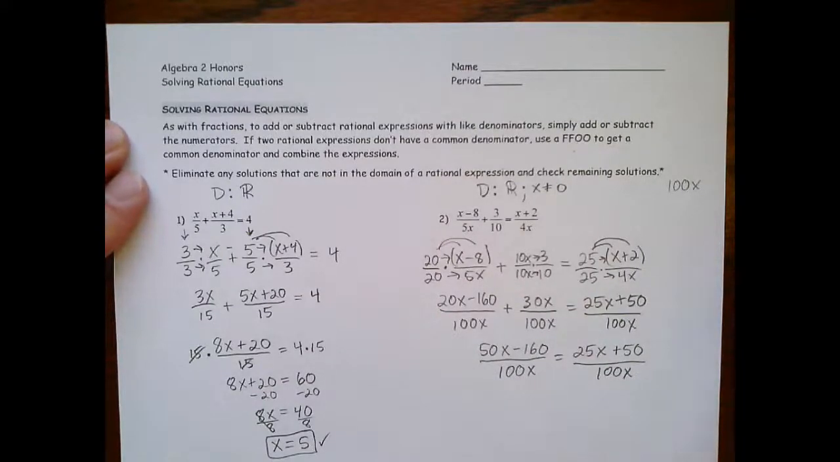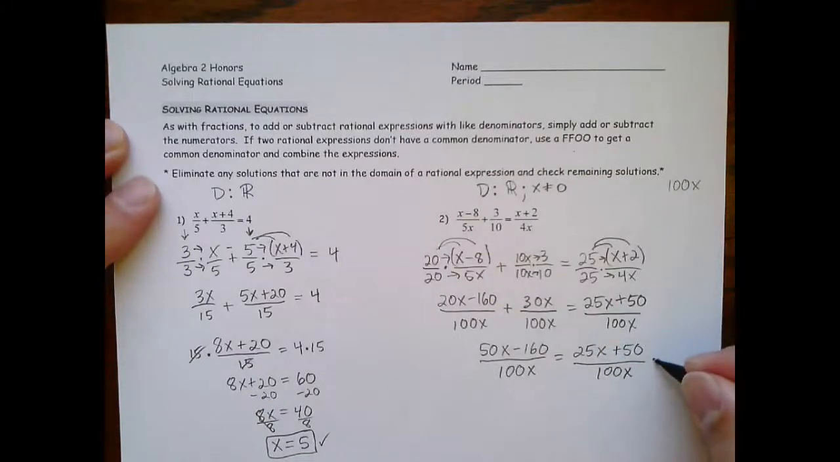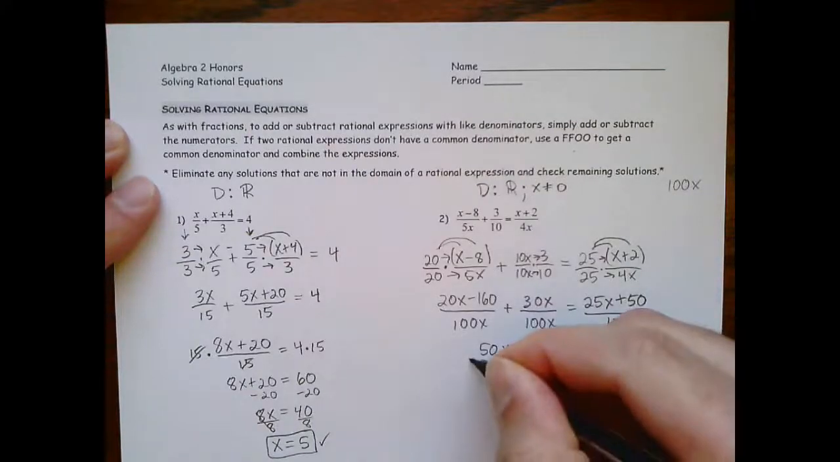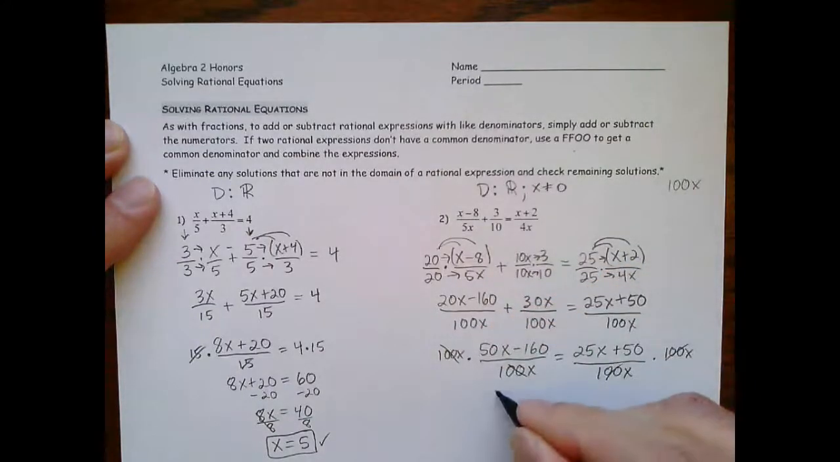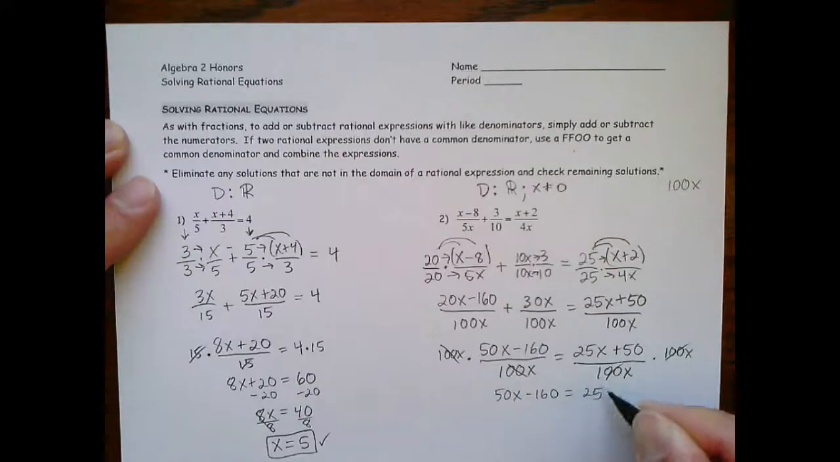But if you don't like that, another way that you can think about it is, how can I get rid of dividing by 100x? I can multiply by 100x. That would cancel off with this here. I can multiply this side by 100x as well, and I'll see that that cancels as well, which leaves me with just 50x minus 160 equals 25x plus 50.